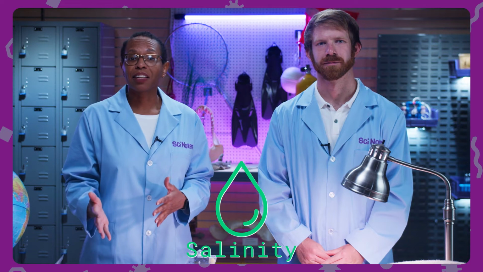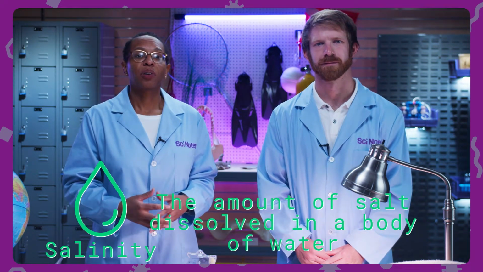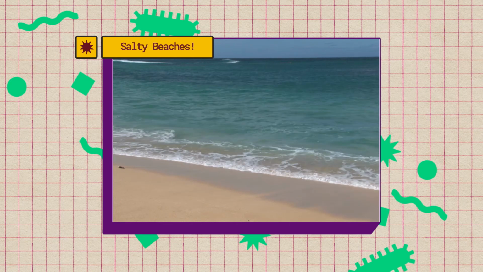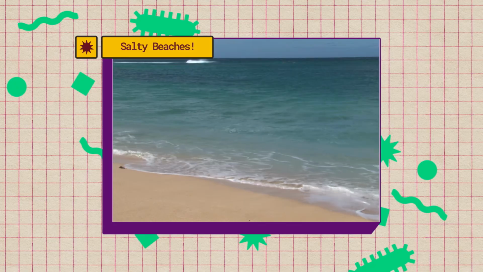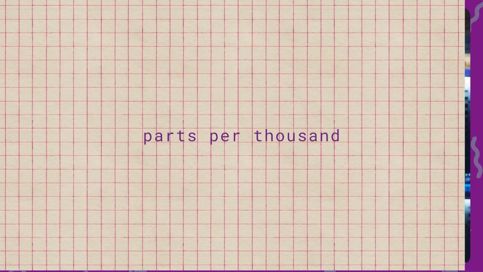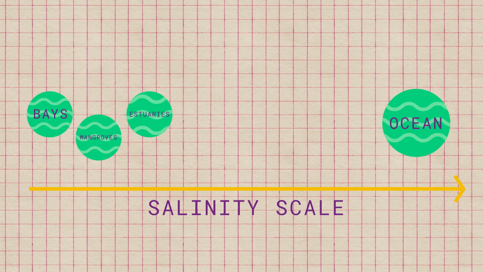The first parameter that affects movement is salinity, which refers to the amount of salt dissolved in the body of water. We're surrounded by salt water that varies in concentration depending on the proximity to freshwater sources and the amount of precipitation. Salinity is measured in parts per thousand, with oceanic water having the highest concentration of salt compared to bays, mangroves, or estuaries, which have freshwater influences from rivers and rainwater runoff.